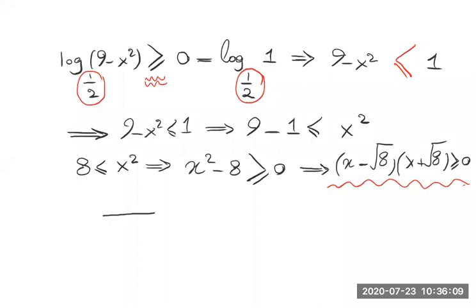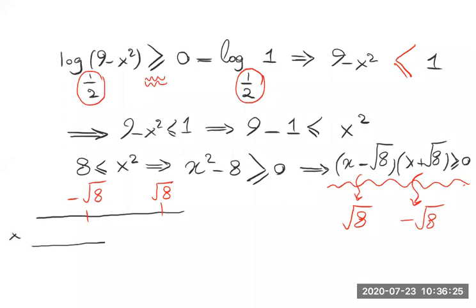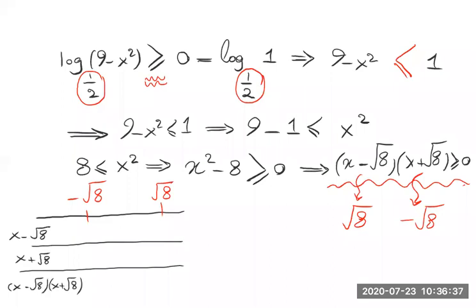Again, we can form our table. The root of this thing is the square root of 8. The root of this one is minus the square root of 8. So we have these numbers, minus the square root of 8 and plus the square root of 8. Then we have x minus the square root of 8, x plus the square root of 8, and their multiplication, which is just x squared minus 8.